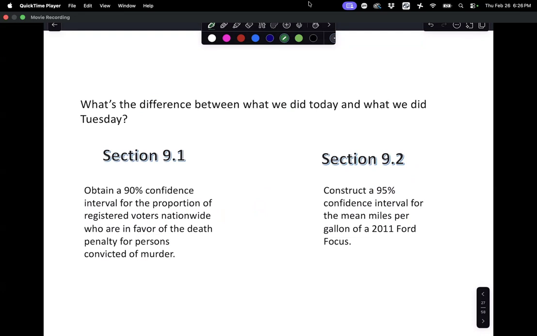There are keywords. For the stuff we did on Tuesday, you're going to see words like proportion. You look for the word proportion, it's going to be in there, and it's going to have percents in it. For today, you're going to see the word mean, plus you're going to have units. Proportions won't have units. For the mean, you're going to have units.